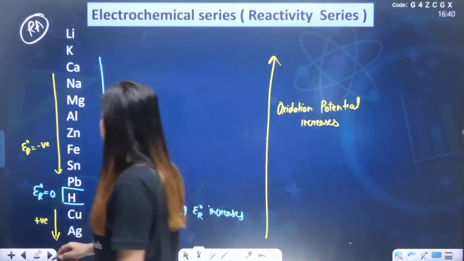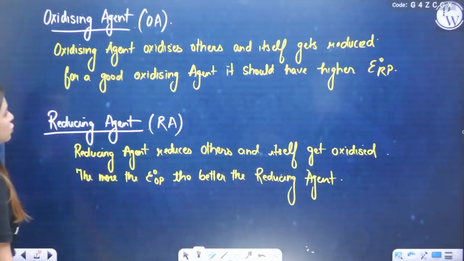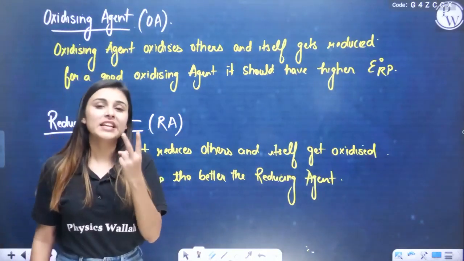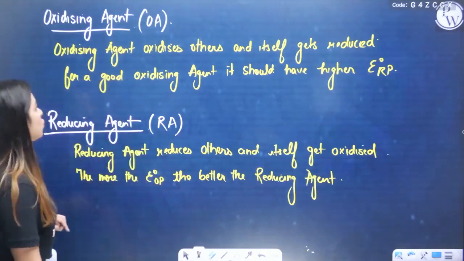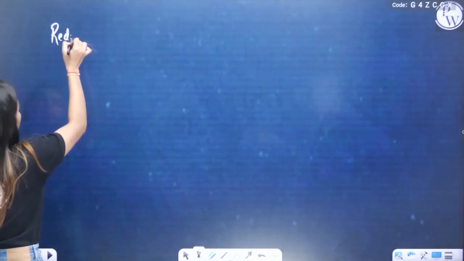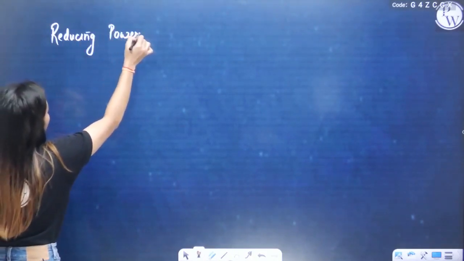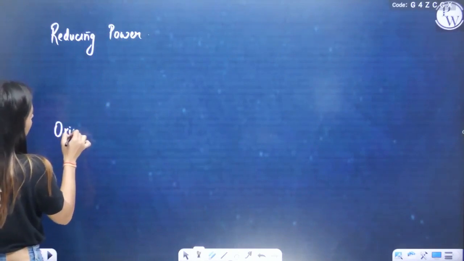Now, my dear students, after this you also come across two very, very important words. And what are those words? Those words are reducing power and oxidizing power.